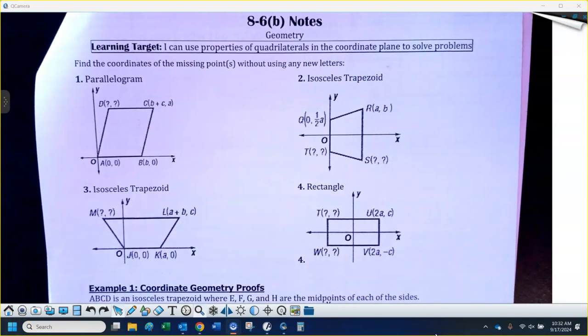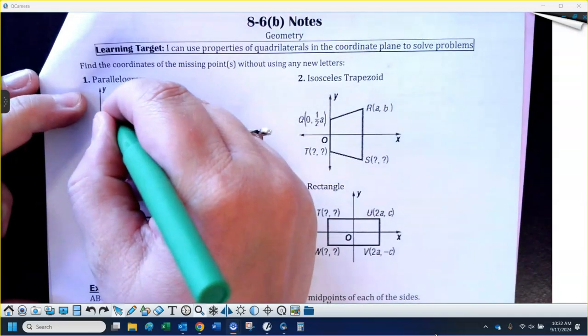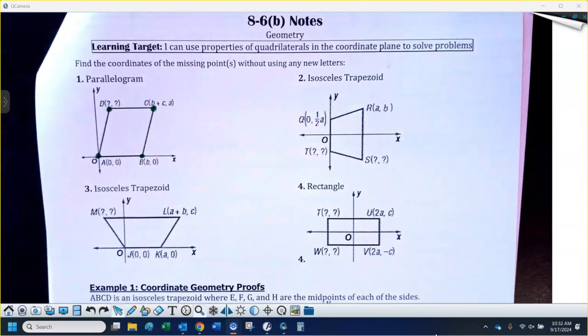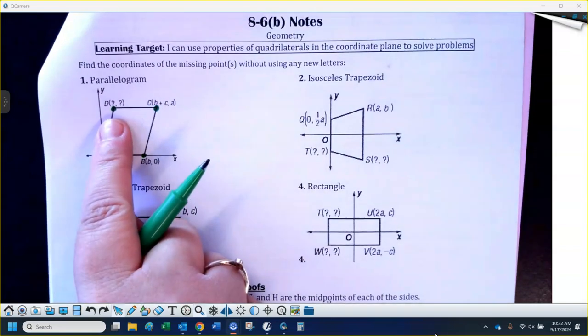So my very first question says it's a parallelogram. You are missing one point, which is where they have the letter D up here in this corner. They give you three of the points in the parallelogram. Both pairs of opposite sides are parallel there. So let's look at point D up here in this upper left-hand corner.